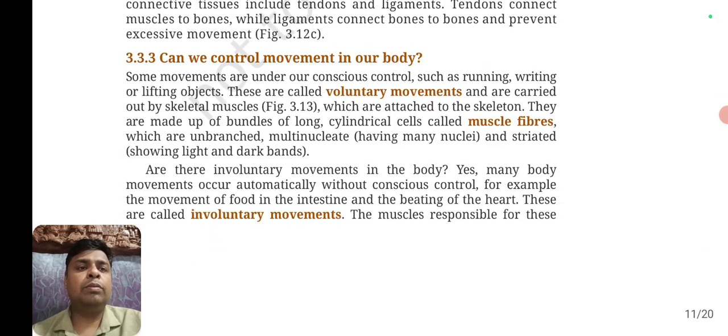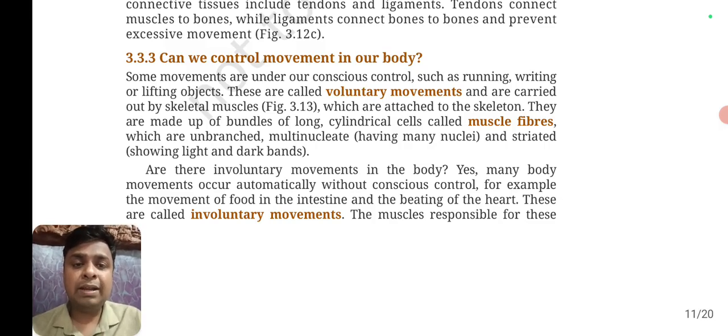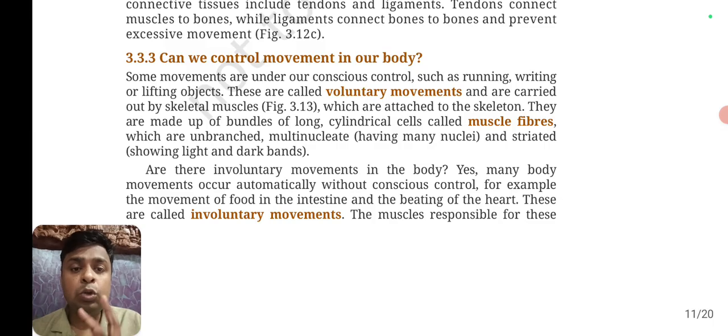Can we control movements in our body? So we have two types of movements. One which we can control, they are voluntary, they are under our will. For example, I am talking, I can move my hand, that is under my control, that is called voluntary. The heartbeat on the other hand is automatic, it is involuntary. Digestion is happening on its own, that is involuntary. So two types of movements are there, voluntary and involuntary.